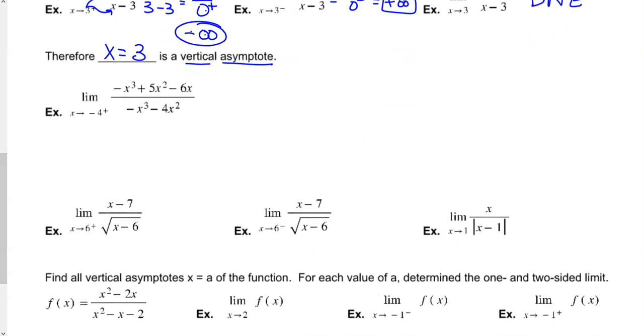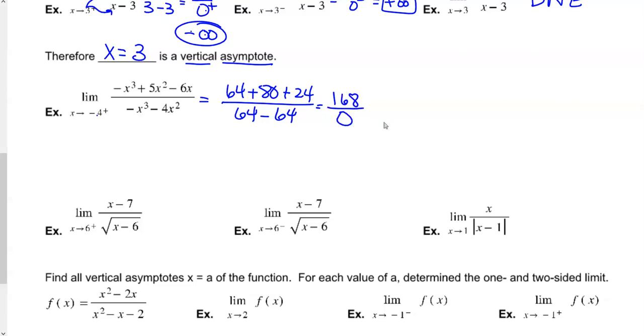Let's try this guy. If I plug in negative 4 into that function, negative 4 cubed is a negative 64. The opposite of that is positive 64. Negative 4 squared is 16 times 5 is an 80. Minus 6 times a negative 4 becomes a plus 24. All over, throwing in negative 4, I get negative 64, so I get the opposite, which is 64. Negative 4 in here gives me 16 times 4, which is 64. So ultimately, if you add that on top, you get a 168 all over a 0.